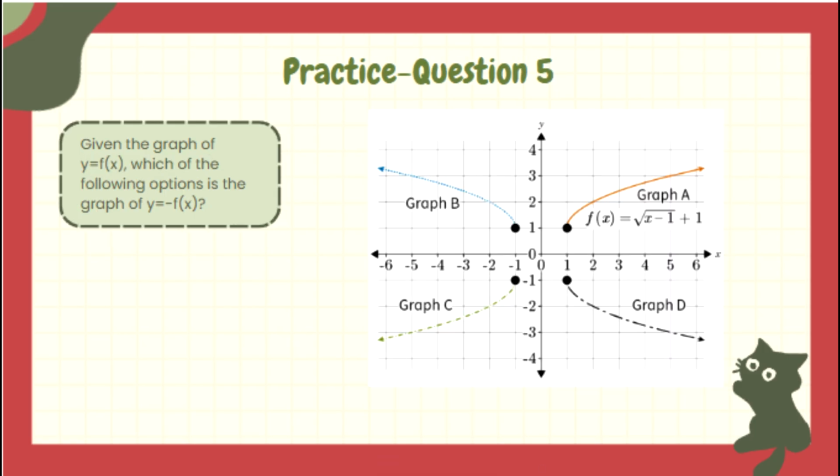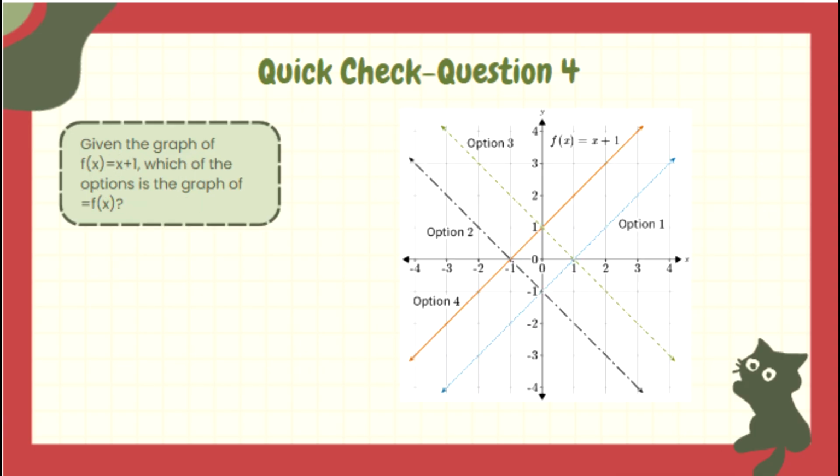Here's practice question number 5. Given the graph of y equals f of x, which of the following options is the graph of y equals negative f of x? So we're dealing with this one right here, which is the vertical reflection over the x-axis. D. I won't answer this one for you.